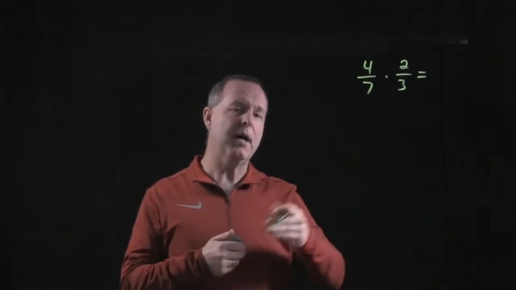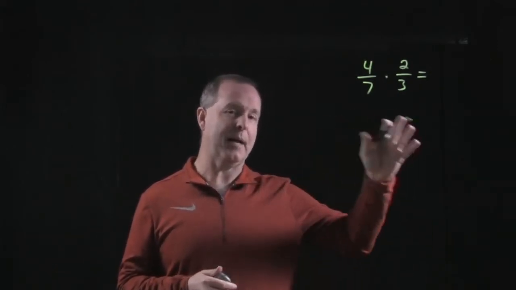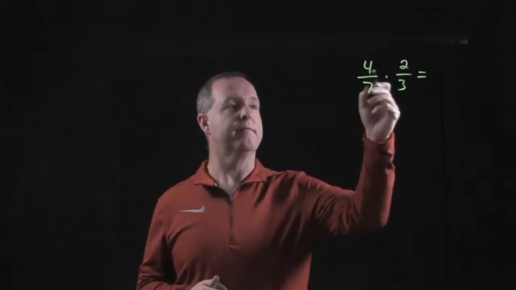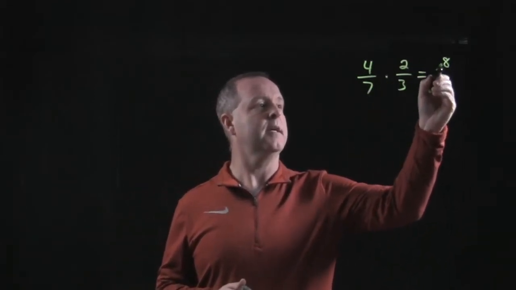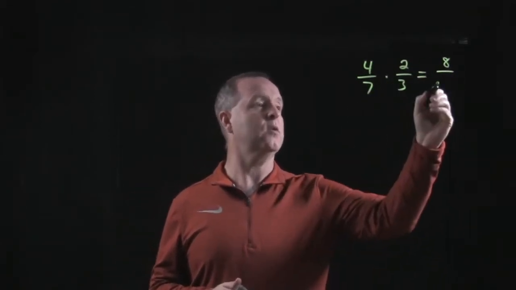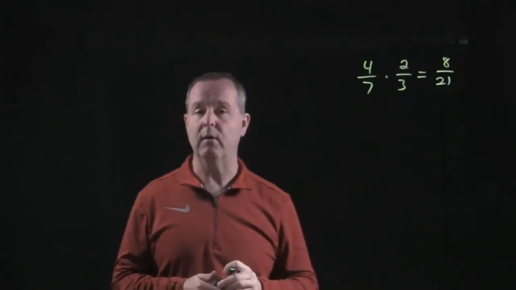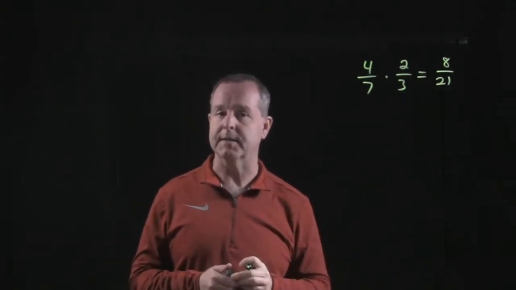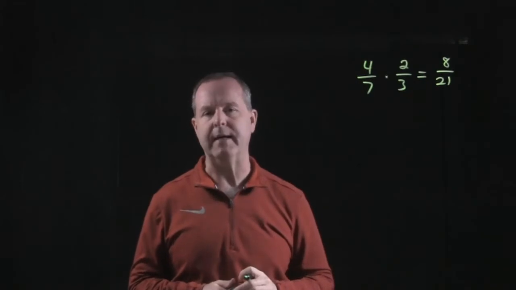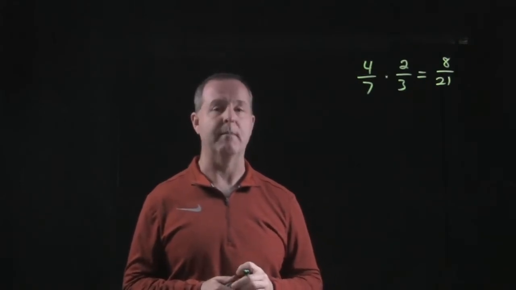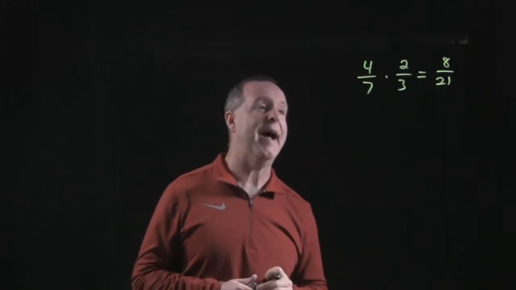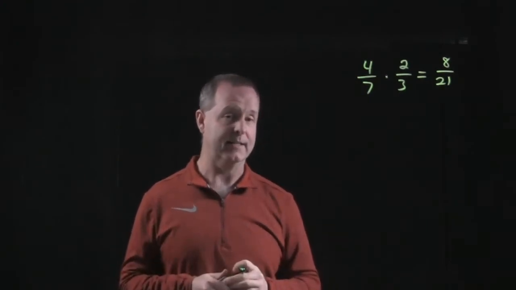It was multiply the numerator times numerator, top times top, bottom times bottom. So 4 times 2 is an 8, 7 times 3 is a 21, and there we were able to multiply two fractions. And then we look at the result to see if we can simplify it, to see if there's a common factor. And there's no common factor in 8/21, so that is simplified.